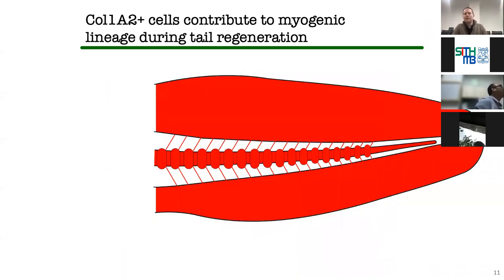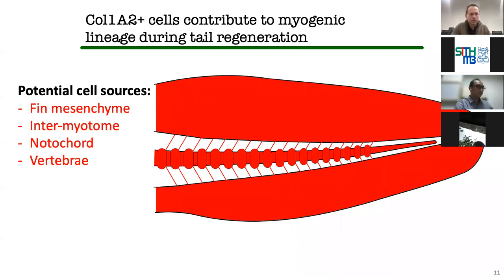We can therefore confidently say that whatever cell population is responsible for tail regeneration, it is encapsulated by this broad connective tissue marker and must be present somewhere within this tissue. So that basically includes the fin mesenchyme, intermyotome, notochord, and vertebrae. Now that doesn't tell us much yet, but it provides us a starting point.